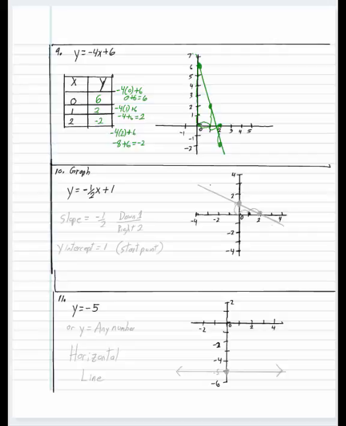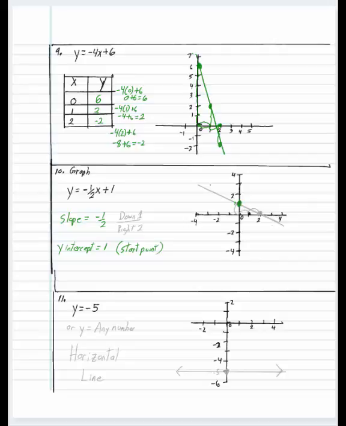For number 10, we would like to graph. And the way I'm going to graph is I'm going to use the slope-intercept form. Like the slope is -1/2, and the y-intercept is 1. Well, I have another word for y-intercept. I call that the starting point. Let's find out where y is 1, which is right here, and put a big dot right there.